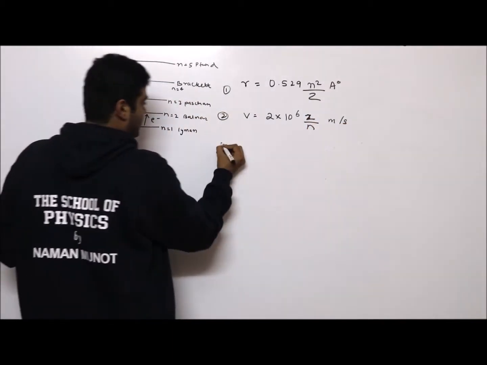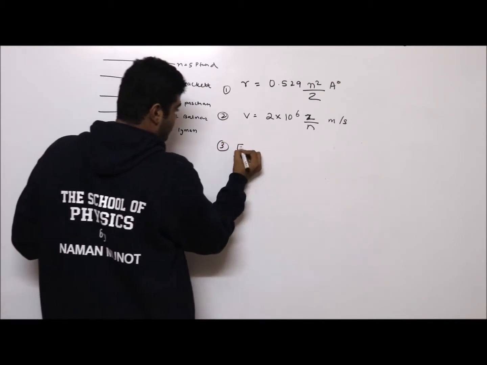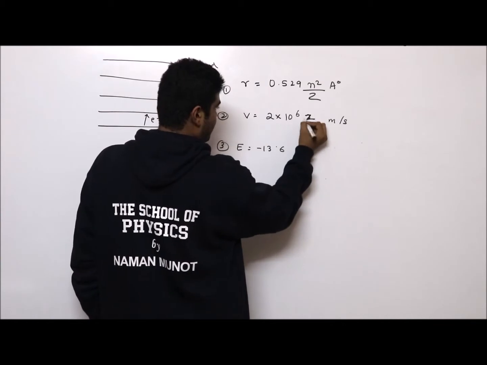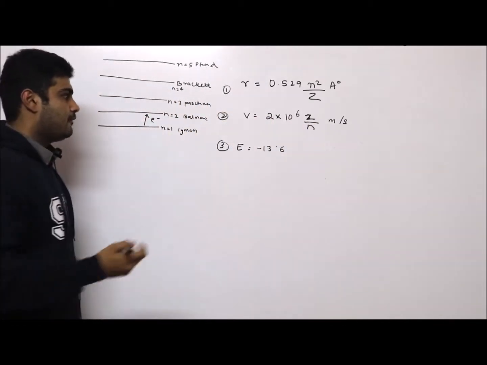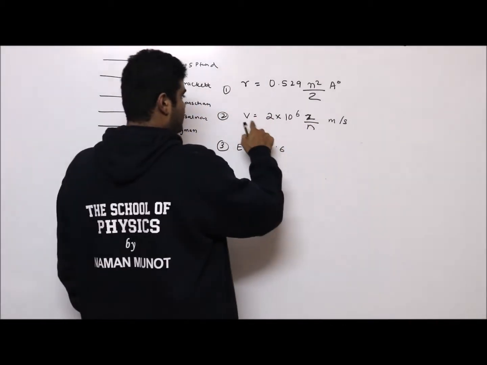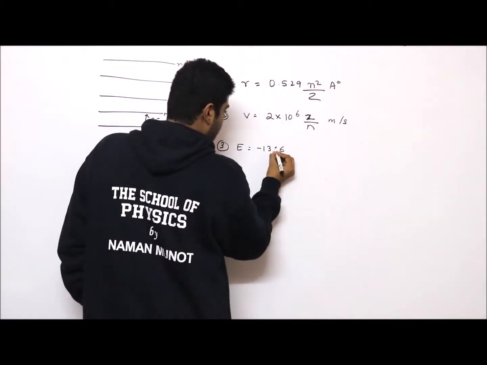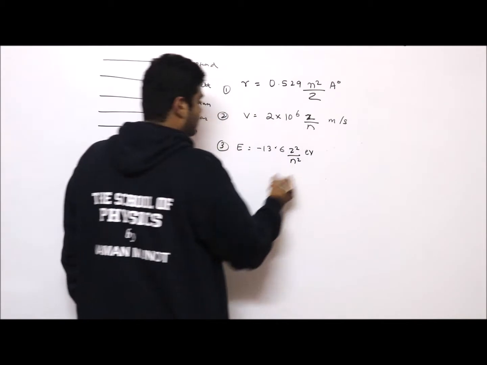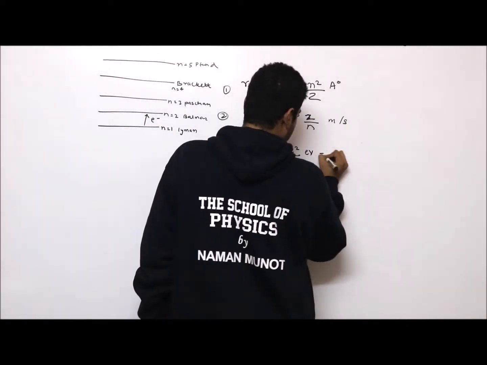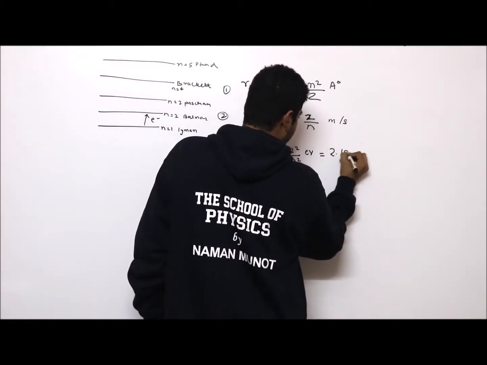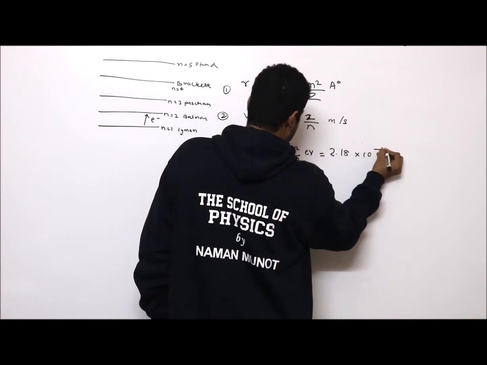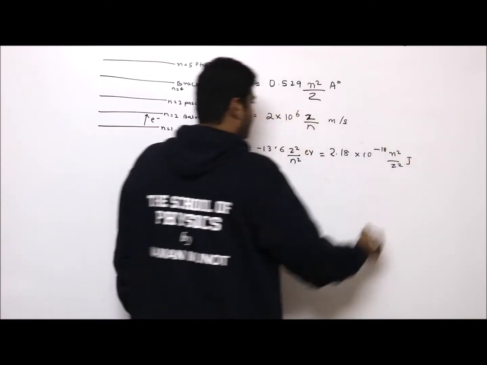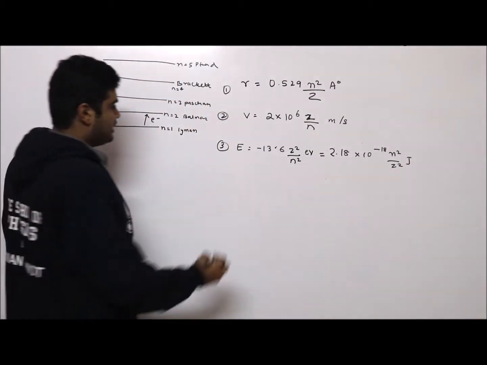Then we have to remember energy. Energy is equal to minus 13.6 and we just take the square of Z, because you know energy is half mv square. So it is minus 13.6 Z square by n square electron volt, or in terms of joules, this is 2.18 into 10 to the power minus 18 Z square by n square joules.